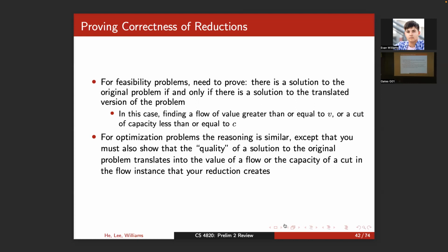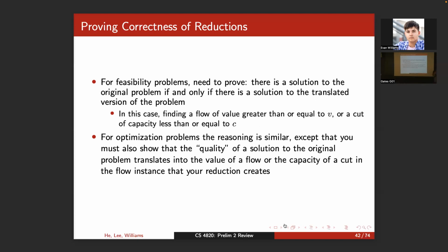For feasibility problems, you need to prove that if there's a solution to the original problem, then there's a solution to the network flow problem, and vice versa. So there's an if and only if relationship between the original problem and the network flow reduction problem. In this case, you'd be talking about finding a flow value that's greater than or equal to V, or a capacity that's less than or equal to C. The first is if you were using max flow, and the second is if you were using min cut for capacity.